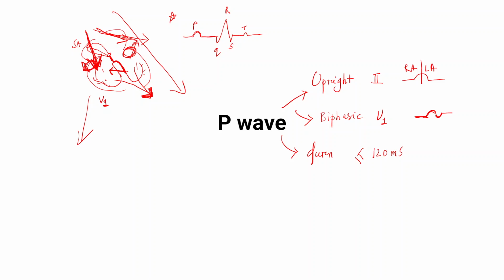Now about the amplitude. Remember, in lead 2 the maximum amplitude will be 2.5 mm. In lead V1, the amplitude will be 1.5 mm. So this is about the amplitude and the duration. These are the basic normal findings of the P wave that you need to remember to understand the pathologies involving the P wave.